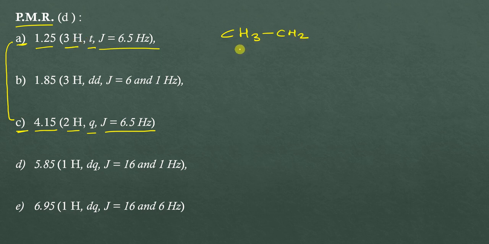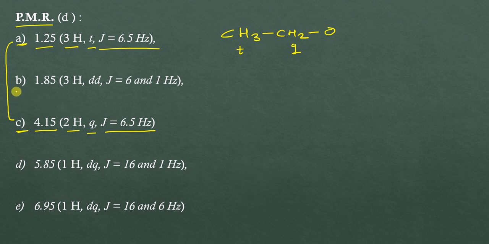So this CH3 has appeared as a triplet because of this CH2. The CH2 has appeared as a quartet because of this CH3, and the chemical shift value for this C is 4.15. So this must be connected with oxygen. So this fragment we can take as CH3 CH2O, right?